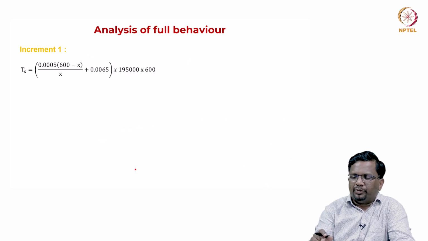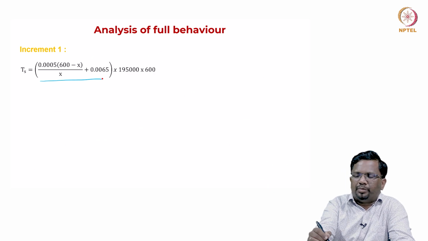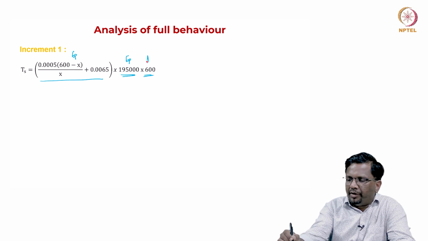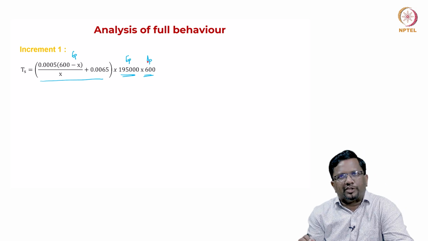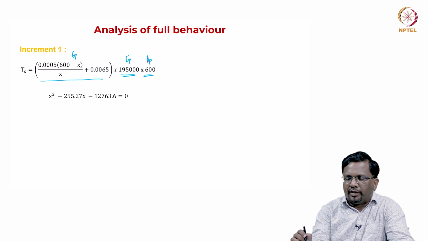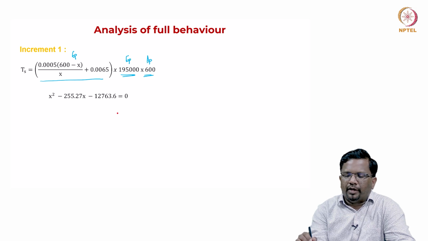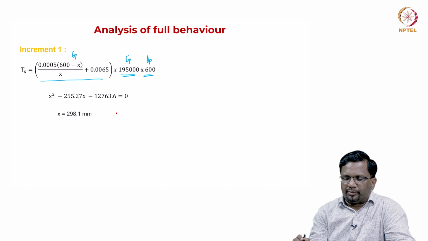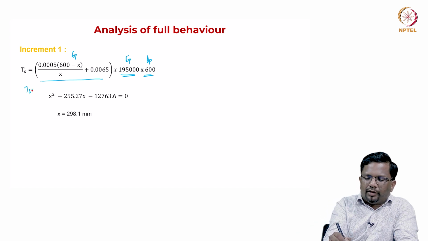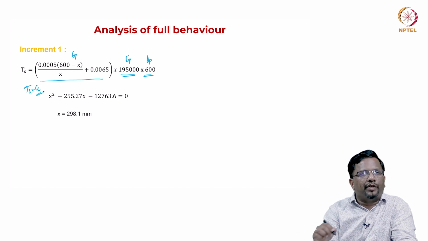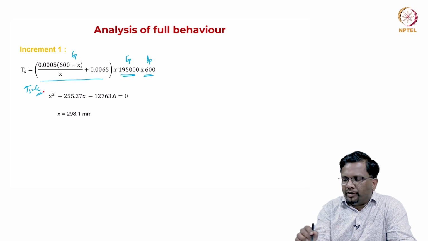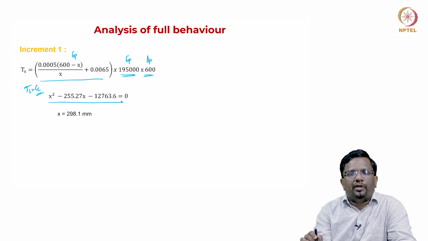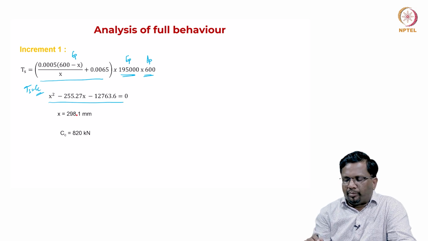So, once we do that, epsilon p multiplied by Ep multiplied by Ap will give me my tension force in the steel. And this entire thing, what is the equilibrium condition now? So, this can be solved. If you substitute Ts equal to Cc, again we formed one equation in terms of x. So, I equate both of them, and the entire thing can be expressed in terms of a quadratic equation, and I can directly solve for x as 298.1.